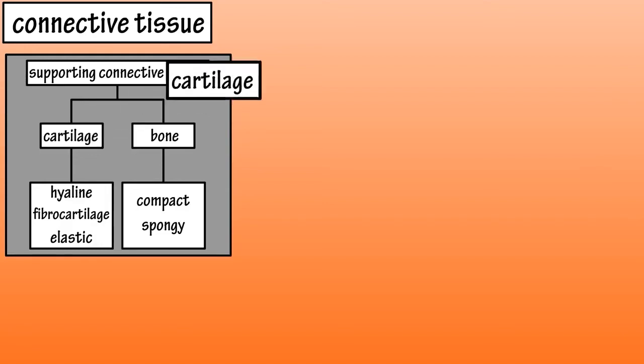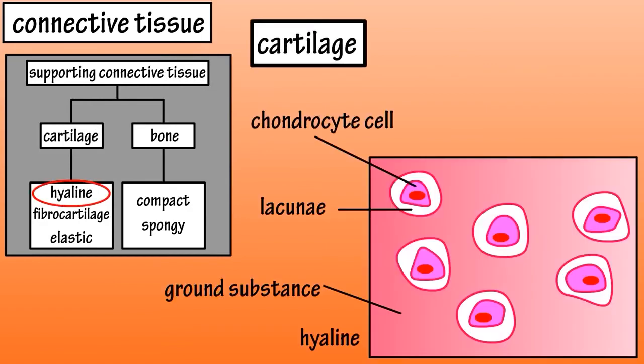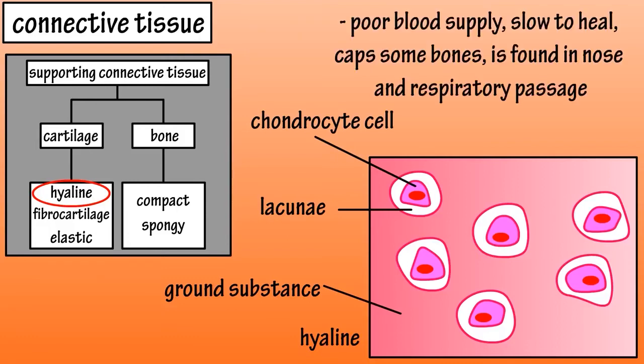There are three main types of cartilage. Hyaline cartilage consists of chondrocyte cells which support and repair the cartilage matrix, and these cells occupy small spaces called lacunae and are scattered throughout the matrix. It has a poor blood supply, causing injuries to heal slowly and sometimes not at all. Hyaline cartilage is the most common type of cartilage, and it caps the bones of synovial joints, is found in the nose, and in the respiratory passage.